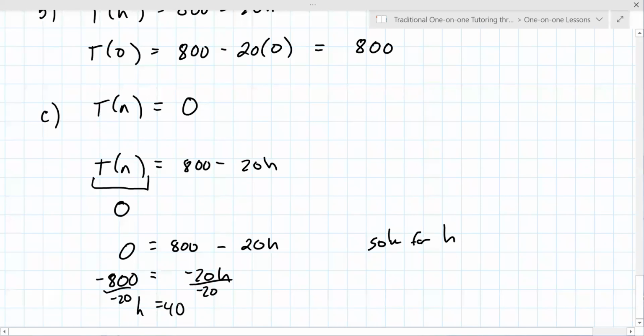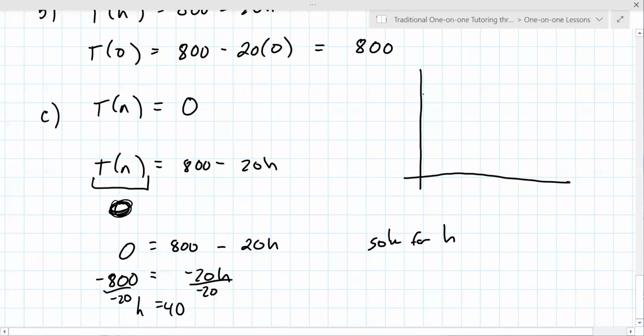Sure. So now, interpret that. What does that mean? What does h represent? H represents the amount of hours. If there's 40 hours of work completed, how many donuts are left? Negative 800 donuts. Well, no, we start out here. There can't be negative 800 anything. There's 0 donuts left. Right. Okay, I understand this.